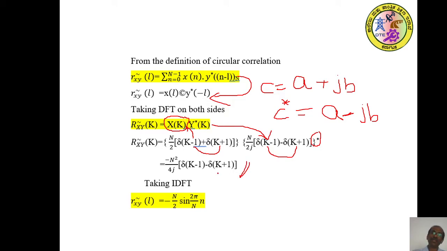But the answer is in the frequency domain. I must apply IDFT to convert it back to time domain because I require my time domain answer. Carefully observe this term. It looks like the sin theta term. So N by 2j delta k minus 1 minus delta k plus 1 has an IDFT of sin theta. So it becomes sin 2 pi by N into small n. What is the extra term left out? N by 2 with a minus sign. So totally your correlation is Rxy tilde of L is equal to minus N by 2 sine of 2 pi by N into small n.